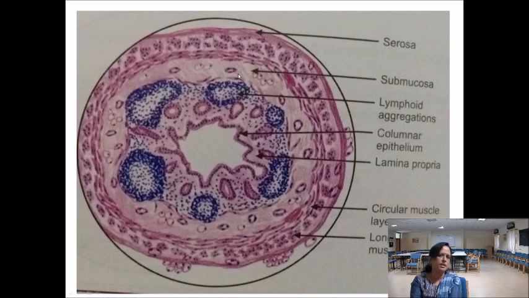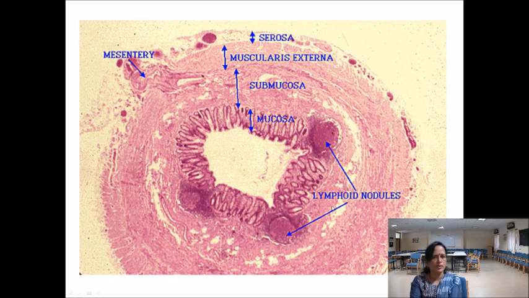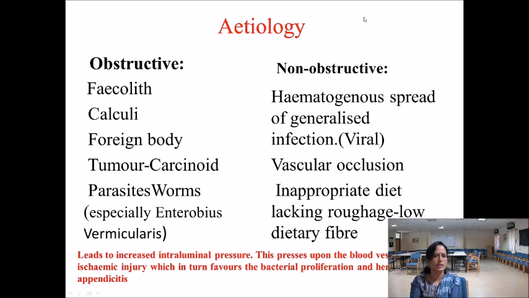Okay, this is just a diagrammatic representation. Just a recap: lumen, the mucosal lining with columnar epithelium, then the glands, and the submucosa with lymphoid follicles. All this is submucosa. I'm just showing you the lymphoid follicles, inner circular and outer longitudinal muscles, and the serosa. Okay, see all this? Yes. So what causes acute appendicitis?